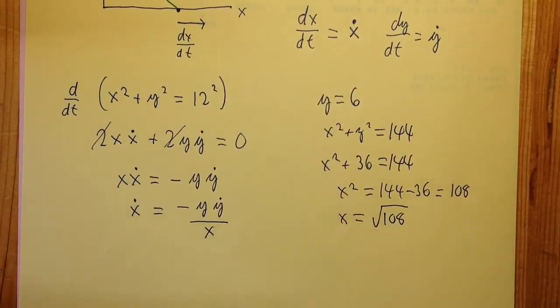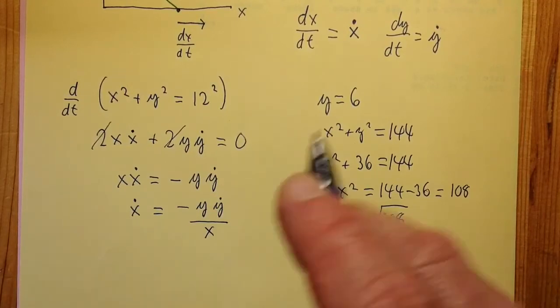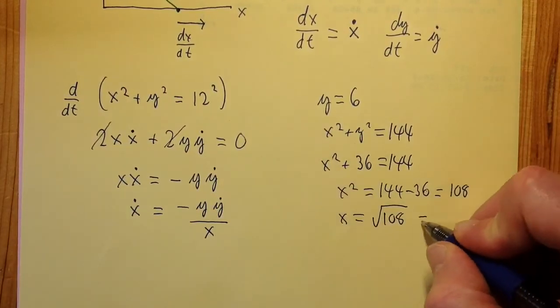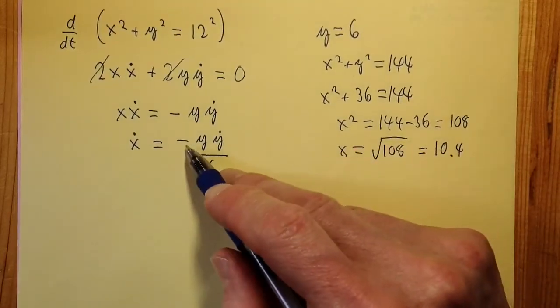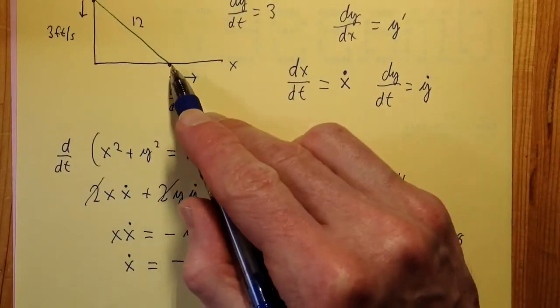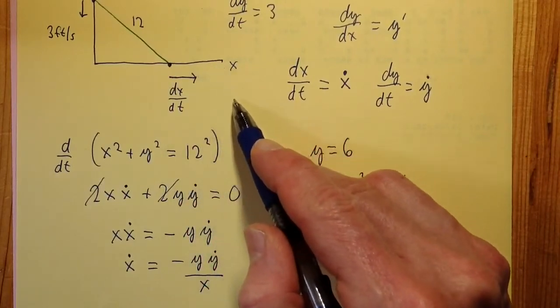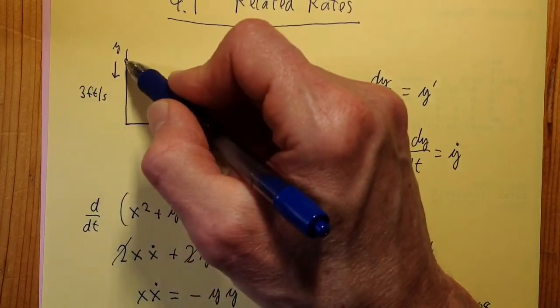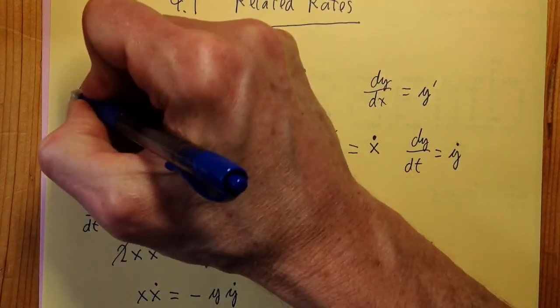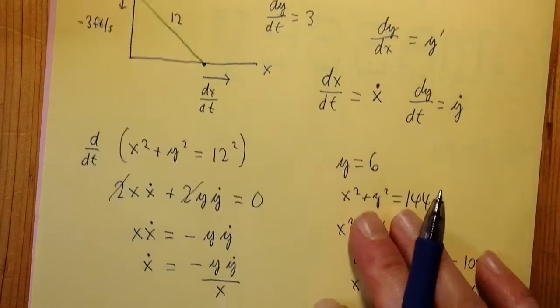So x then is the square root of 108, which is not going to be a pretty number. Let me figure that out. The square root of 108 is about 10.4. And also notice our x dot is positive. It's going in the positive direction. But when I said the y dot is 3, really it's negative 3, right? Because y is going down.